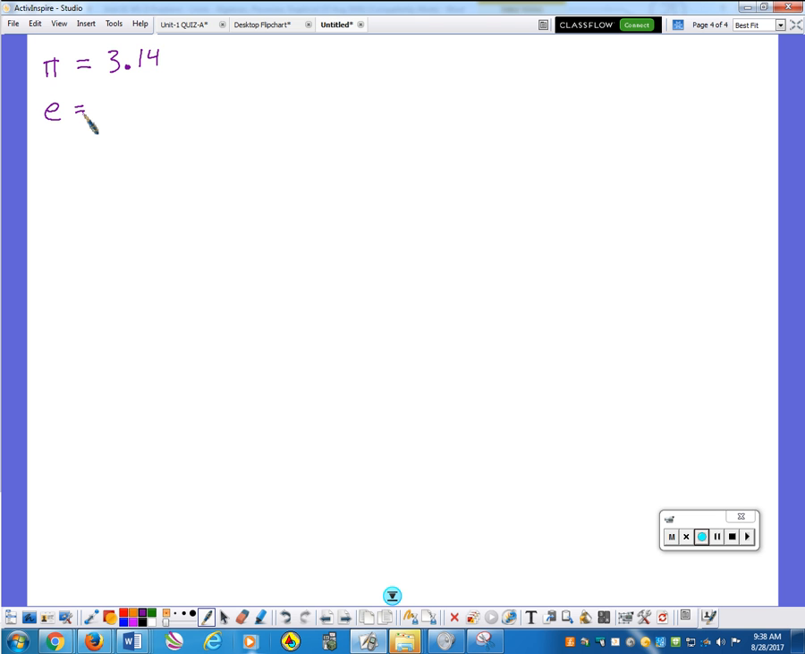Related again, but not the same thing. It's actually just a number. E is just a number. You're super close. 2.7 is good enough for our class. It's like 2.718.